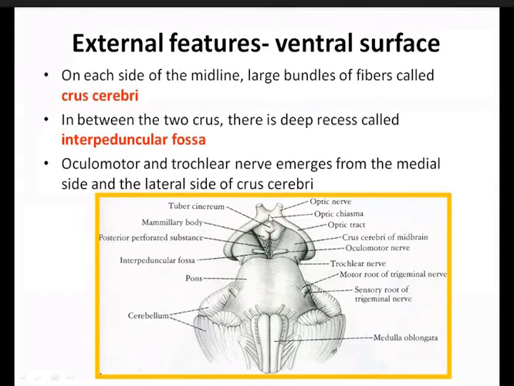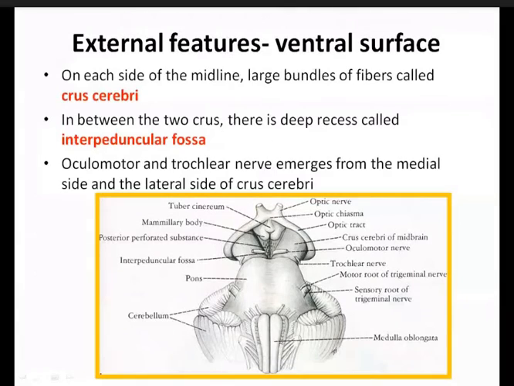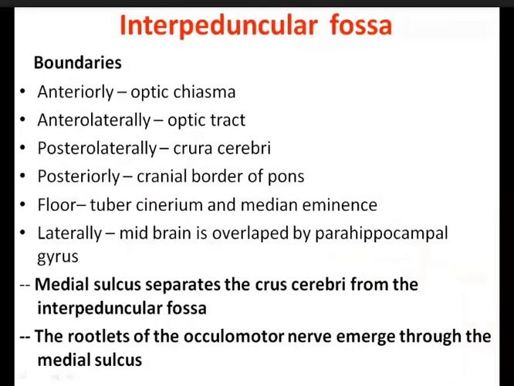The interpeduncular fossa is bounded by the optic chiasma, optic tract, crura cerebri, upper surface of the pons, and the floor is the tuber cinereum and the mammillary body. Laterally the midbrain is overlapped by the parahippocampal gyrus. We'll discuss that while taking the class of the cerebrum, as the parahippocampal gyrus comes under the cerebrum class.